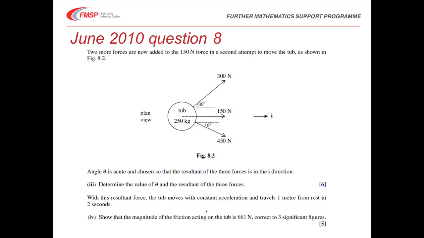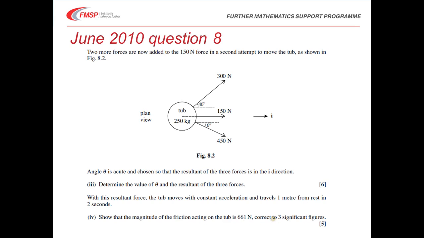We then go on to a slightly more complicated situation where 2 more forces are added, and there's a second attempt to move the tub, and we can see here that there's an angle theta. Theta's acute, and the resultant of the 3 forces is in the I direction. So we have to determine the value of theta and the resultant of the 3 forces. Once we've got that resultant force, we're told that the tub moves with a constant acceleration. It travels 1 metre from rest in 2 seconds, and we have to show that the magnitude of the frictional force acting on the tub is 661 newtons.